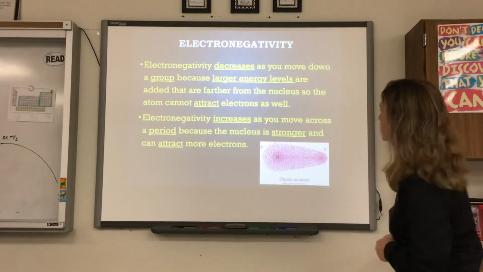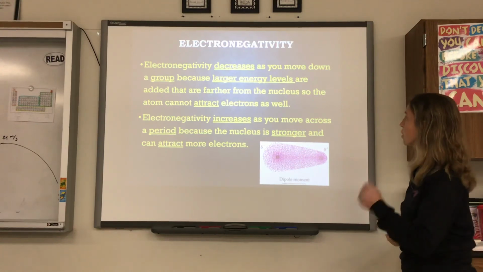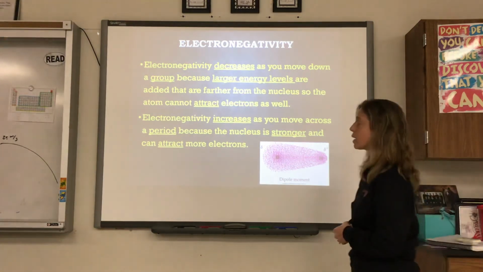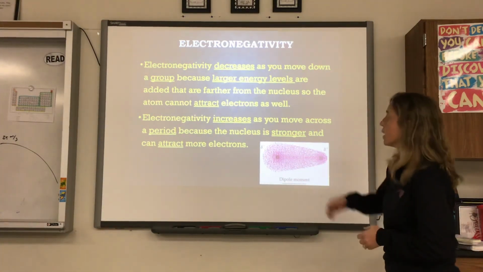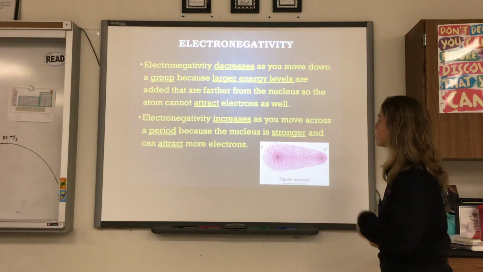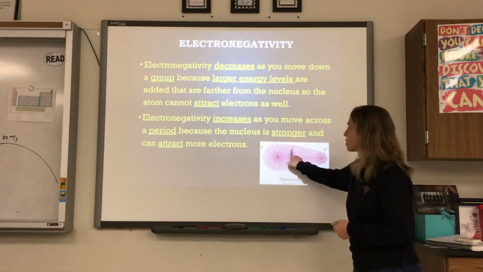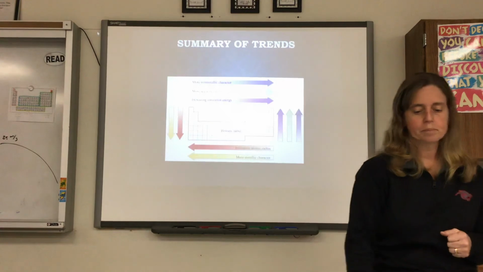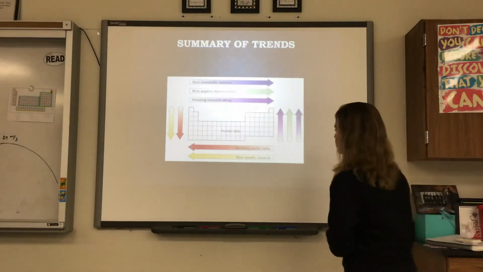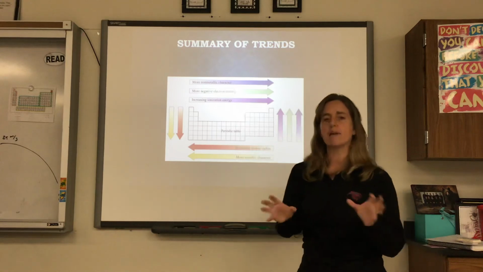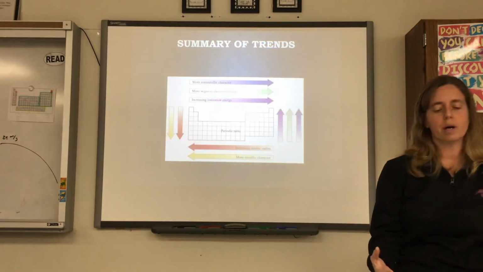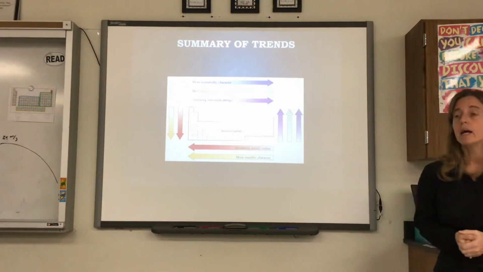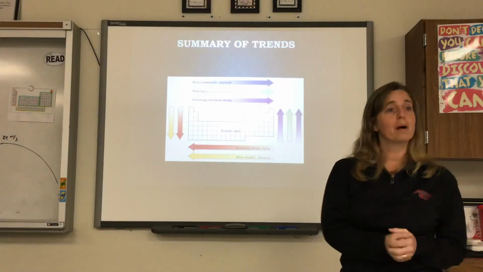So, electronegativity decreases as you move down a group because larger energy levels are added that are farther from the nucleus. So the atom cannot attract electrons as well. It also increases as you move across a period because the nucleus is stronger and can attract more electrons. Because of having more electrons, you can attract more there, okay? And here is your summary of trends, okay? Just giving you an overall summary, but that's kind of a little busy. So therefore, I wanted to give you those individual tables that you can write on so that you can actually see the trends occurring. Now, we are done pretty much with this chapter at this point.